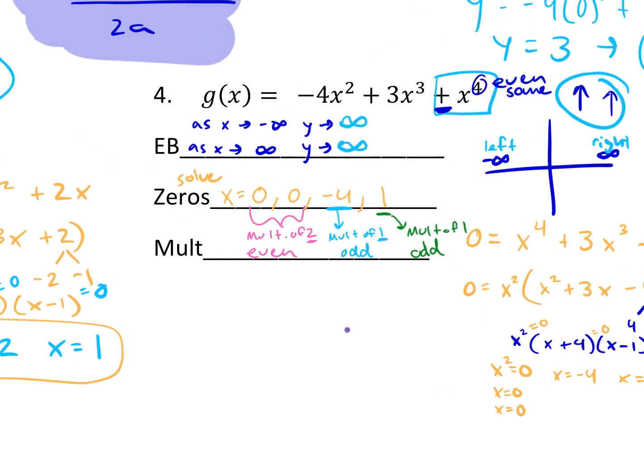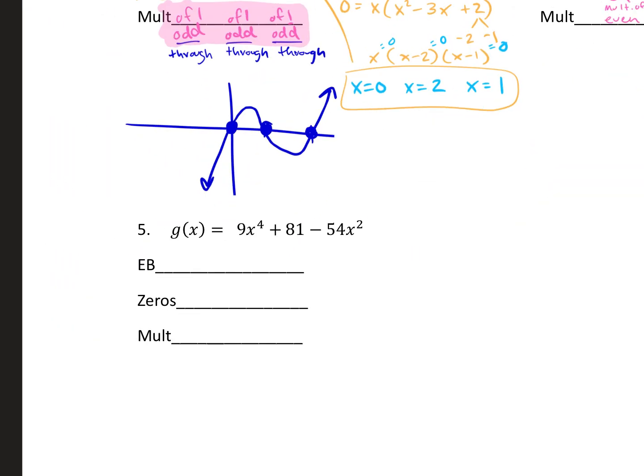You're not going to have to graph these, so you don't really need to know if it touches or turns or goes through. Just make sure you tell me if the multiplicity is even or odd. So there's no graphing on the test. So let's take a look at number 5.